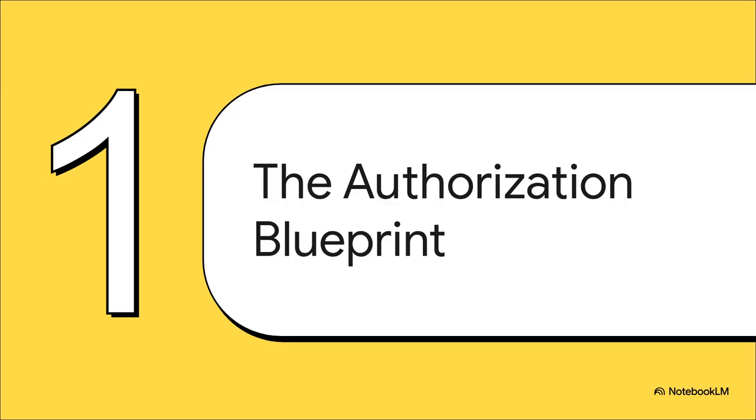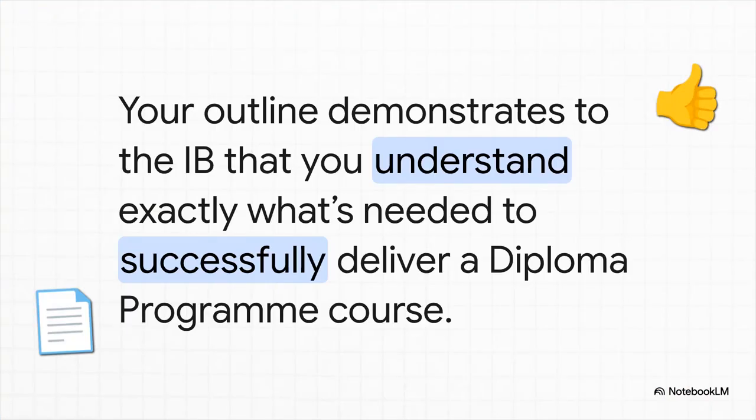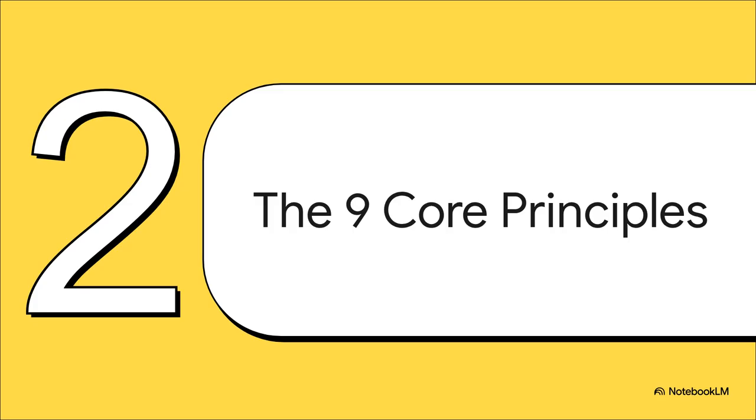Look, it's so much more than just paperwork. It's the core blueprint for your entire course. For the authorization team, this document is the clearest possible window into whether you're really truly ready to deliver an authentic diploma program experience. Think of it as your proof of concept. This is you showing the IB that you haven't just skimmed the guides, but that you've genuinely absorbed the philosophy behind them. It's your promise, right there on paper, of what you're going to bring to life in the classroom every single day. And here's the really cool part. It doesn't matter if you're teaching physics or philosophy, every fantastic subject outline is built on the exact same 9 foundational principles. So let's break them down.